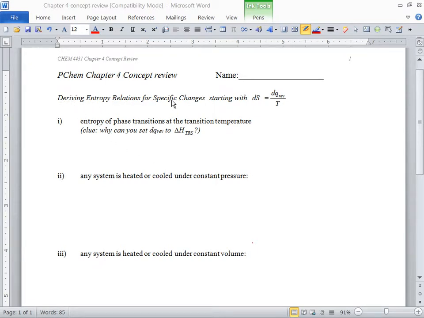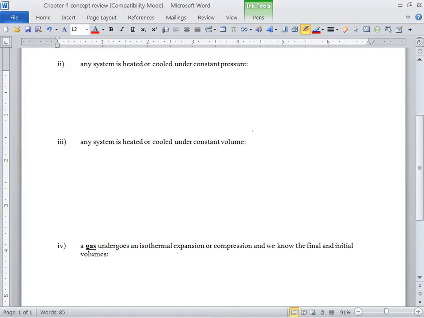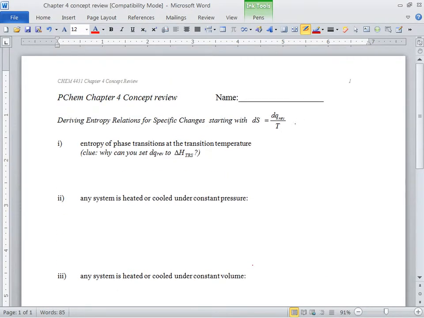So what's the mathematical symbol for entropy? It's S, big S. So there it is right here. For each of these, you're heating or cooling under constant volume, constant pressure, or it's isothermal. All these different processes. We're going to start here and derive a relationship, delta S equals, and we'll use that for the homework.